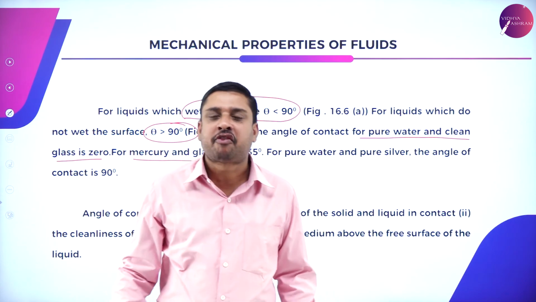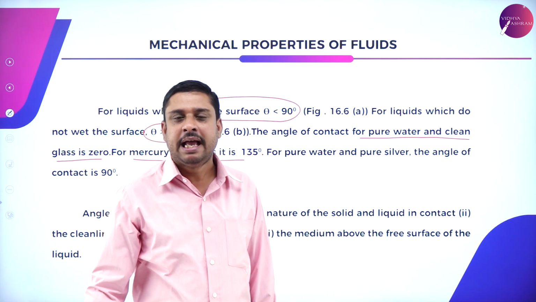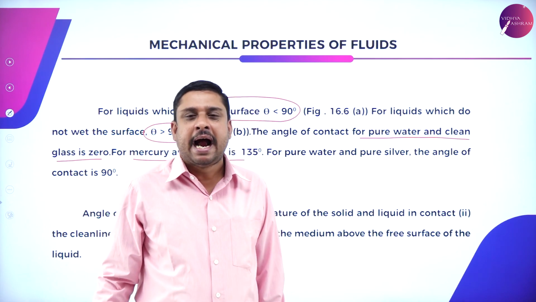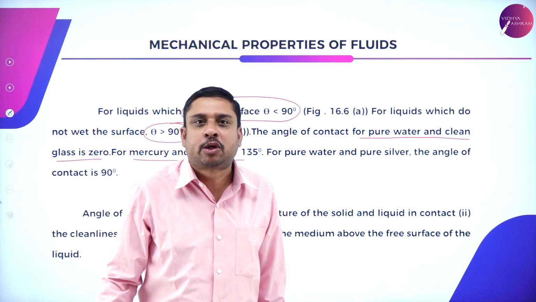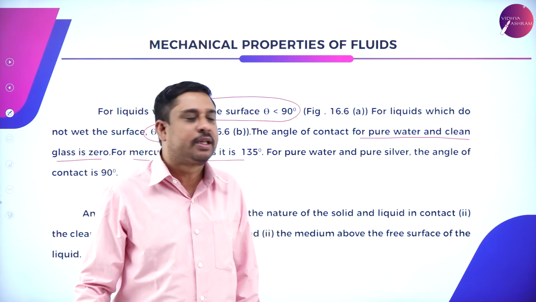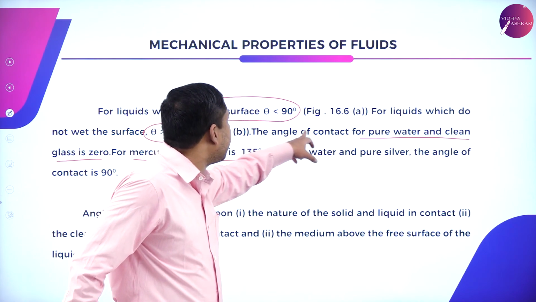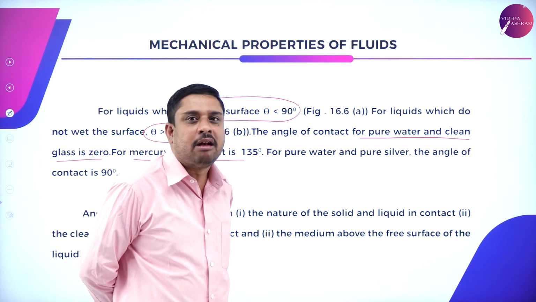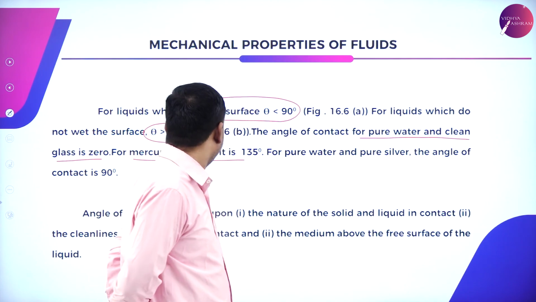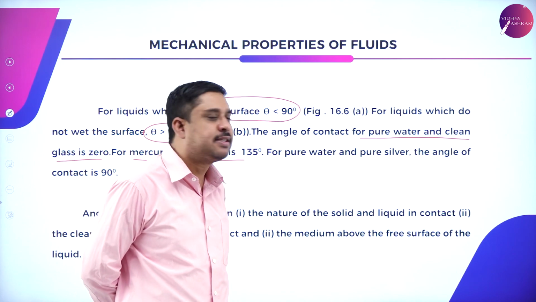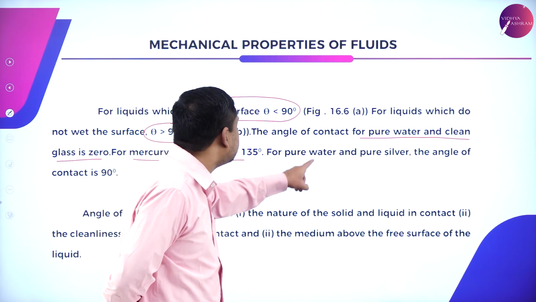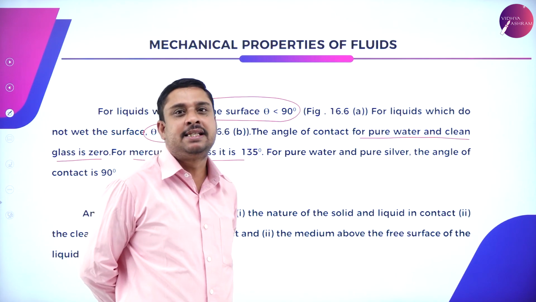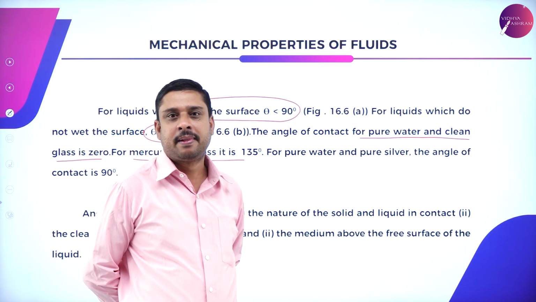What was angle of contact? Angle between the tangent and the point where the liquid is in contact with the solid. Very clearly, for pure water and clean glass, it is 0. Mercury and glass, 135 degrees. Pure water and pure silver, 90 degrees.